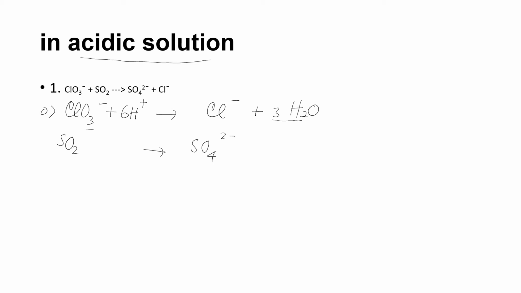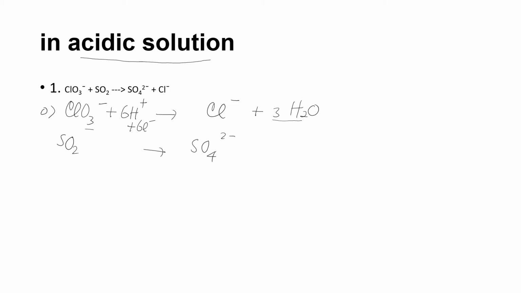On the left you have -1 plus 6, so the total is plus 5 on the left. On the right you have the charge only -1. So to make the charge the same, on the left hand side you need to add 6 e minus. So the charge right now becomes -1 and -1.